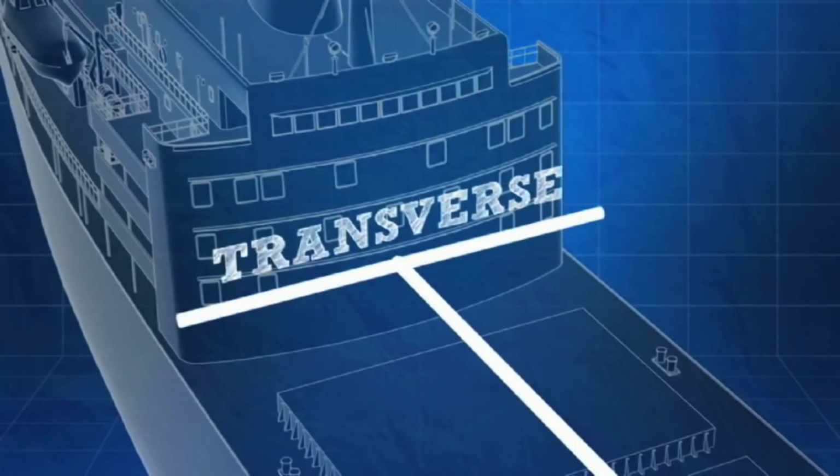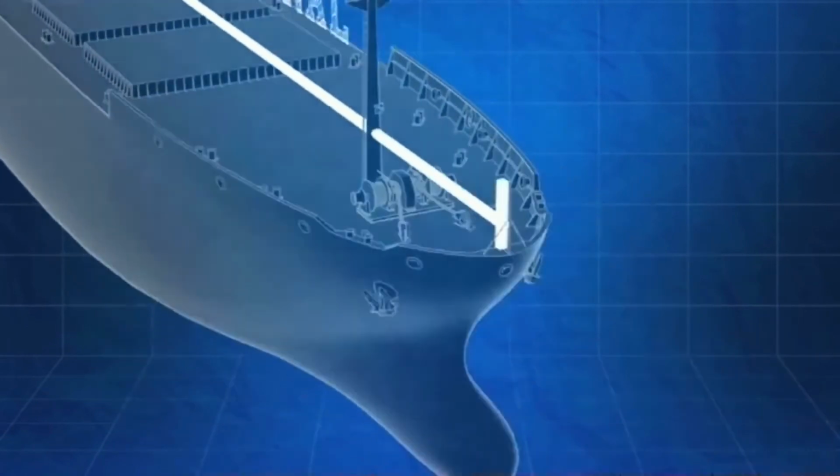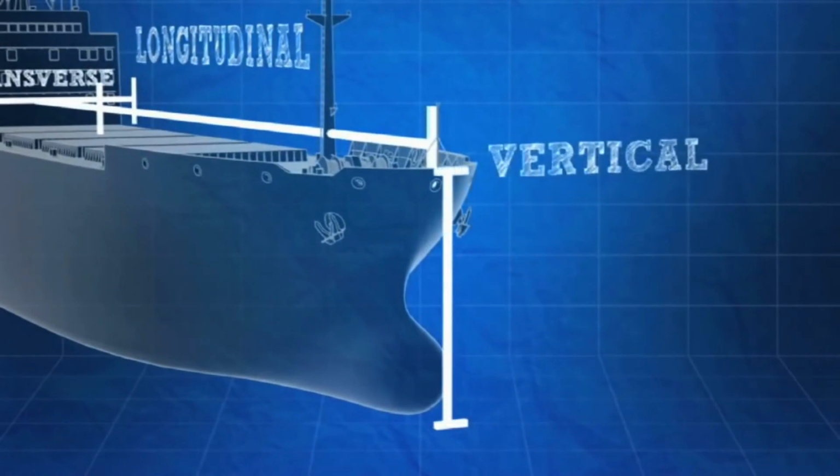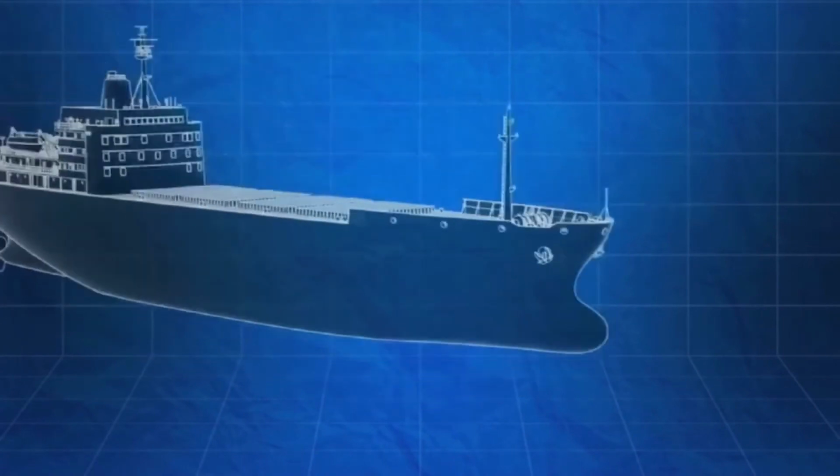Transverse is the horizontal direction across the beam of a ship. Transverse distances are measured port or starboard from the center line, with one written as a positive distance and the other as negative. It is not standard which is which, however, and this varies from ship to ship as well. Vertical distances on a ship are measured upward from the baseline, or lowest point of the keel.